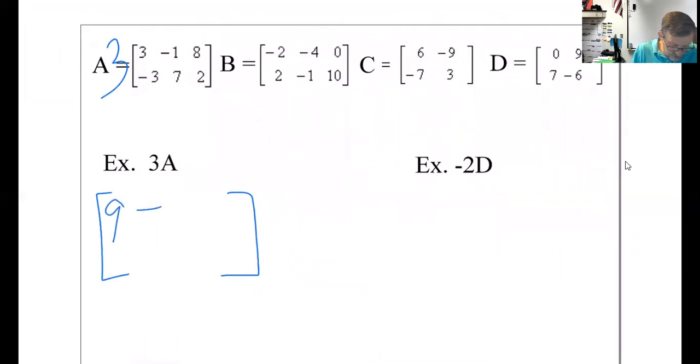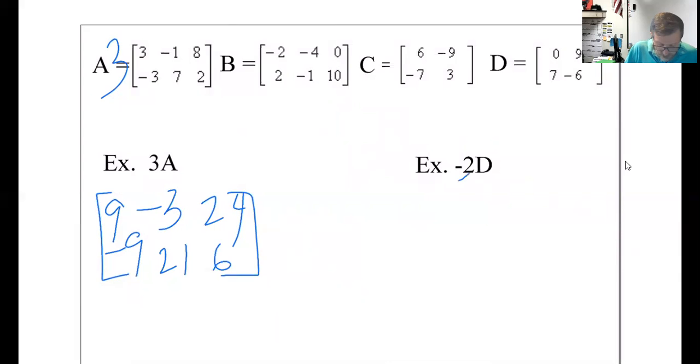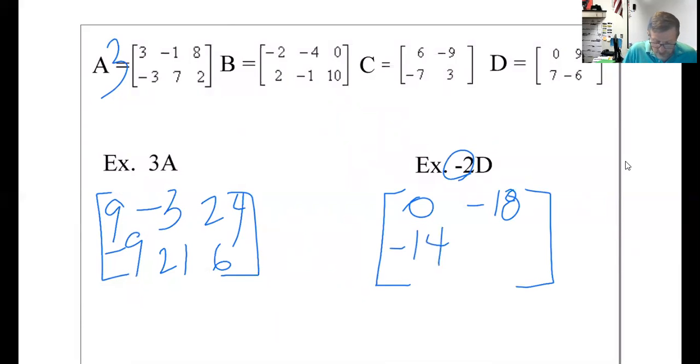9, -3, 24, -9, 21, and 6. Your scalar can be a negative number. So I'm going to multiply all these by -2. So 0, 9 times -2 is -18. 7 times -2 is -14. And -2 times -6 is 12.